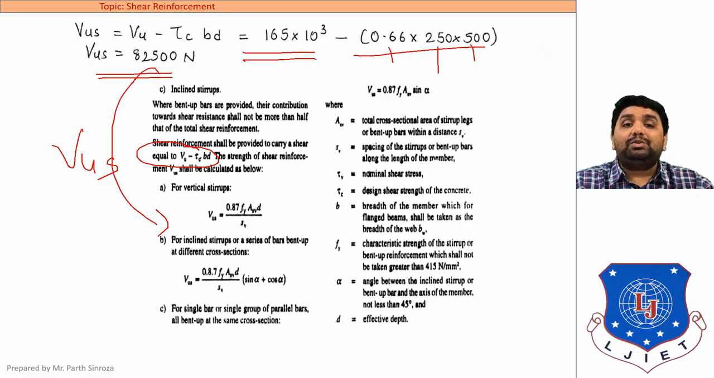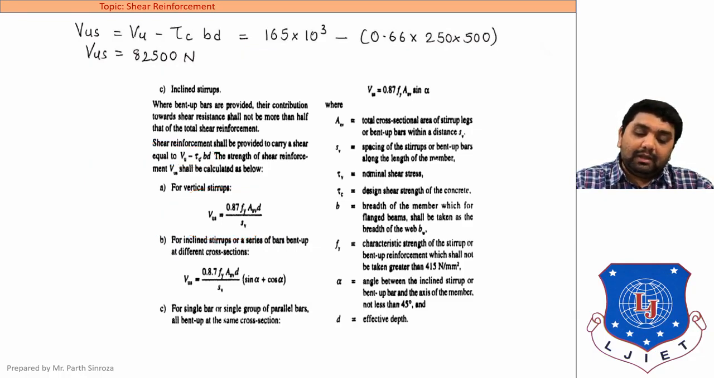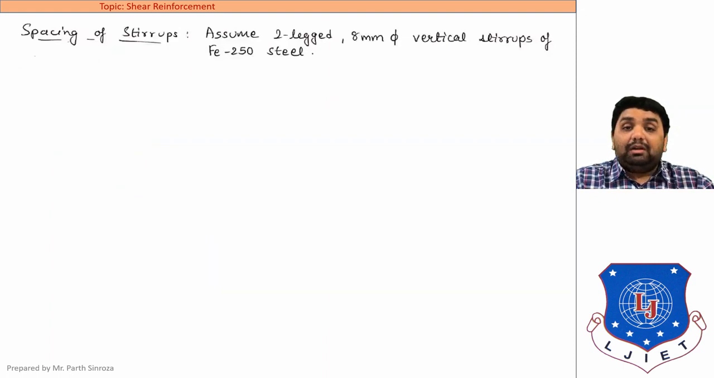Why? Because we will be using vertical stirrups. We always will be using vertical stirrups to solve our answer. If it is not mentioned in the question, then also we will be assuming it to be vertical stirrups. So in this case we will be substituting the value VUS and we will be finding SV. Clear? And now our final step will be to provide spacing of stirrups.